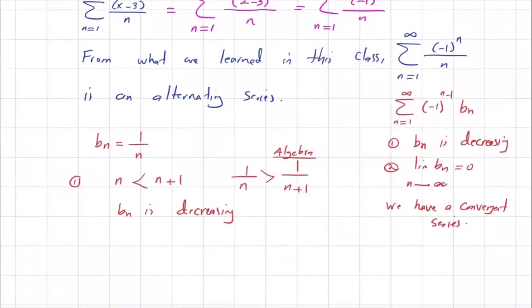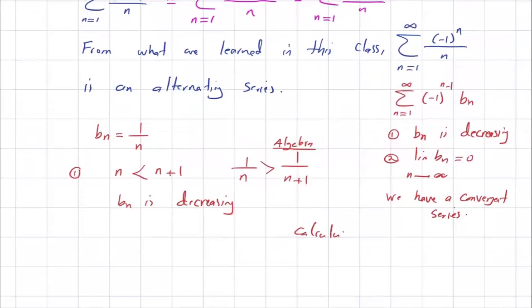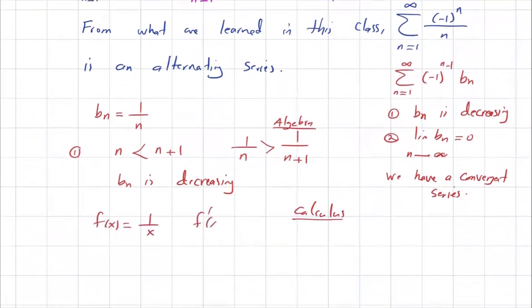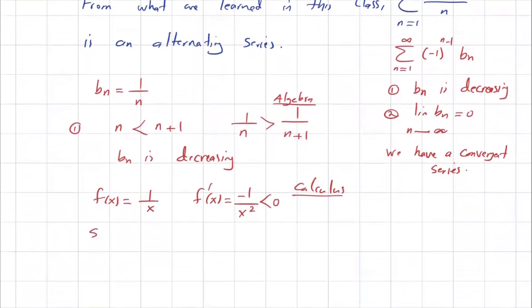Or you could do calculus. Either is fine. f of x is equal to 1 over x. f prime of x is negative 1 over x squared, which is negative. Since the derivative is negative, we say that we have a decreasing function. f prime is negative, it means that f is decreasing. So bn is decreasing.